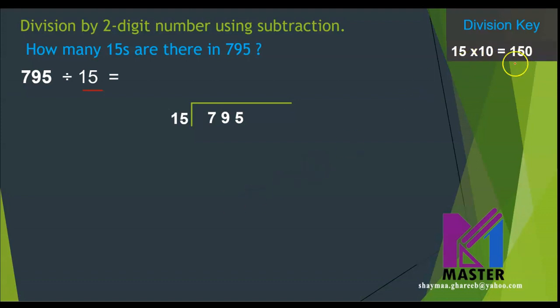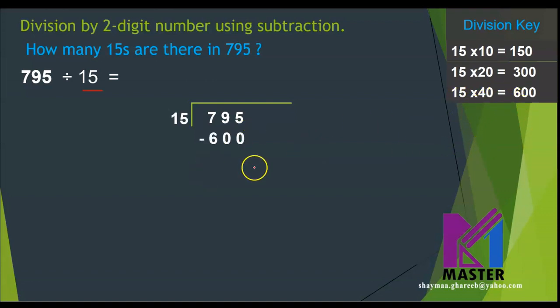I will start with the 10. 15 times 10 equals 150. 15 times 20 is 300. 15 times 40 equals 600. And I will start with subtracting the 600. So how many 15s are there in the 600? 40 15s. So I found 40 15s so far from the 795. How many is left?